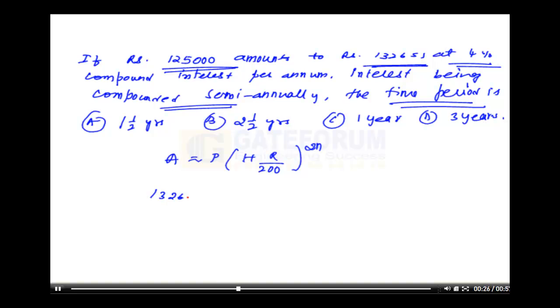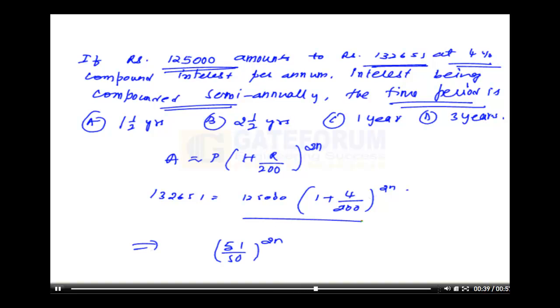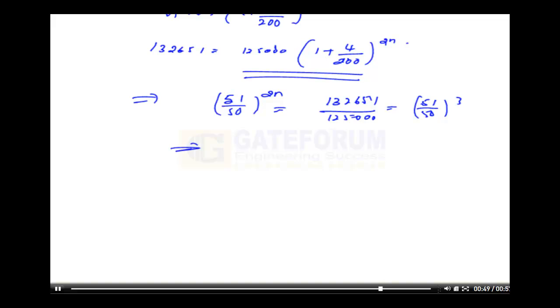A is nothing but 132,651, whereas P is 125,000. 1 plus the rate of interest, 4 by 200, raised to the power of 2n, which implies 51 by 50 whole power 2n. The right hand side will be equal to 132,651 by 125,000, which can be written as 51 by 50 whole cube. Now clearly 2n is nothing but 3, that implies n is nothing but 1.5 years.